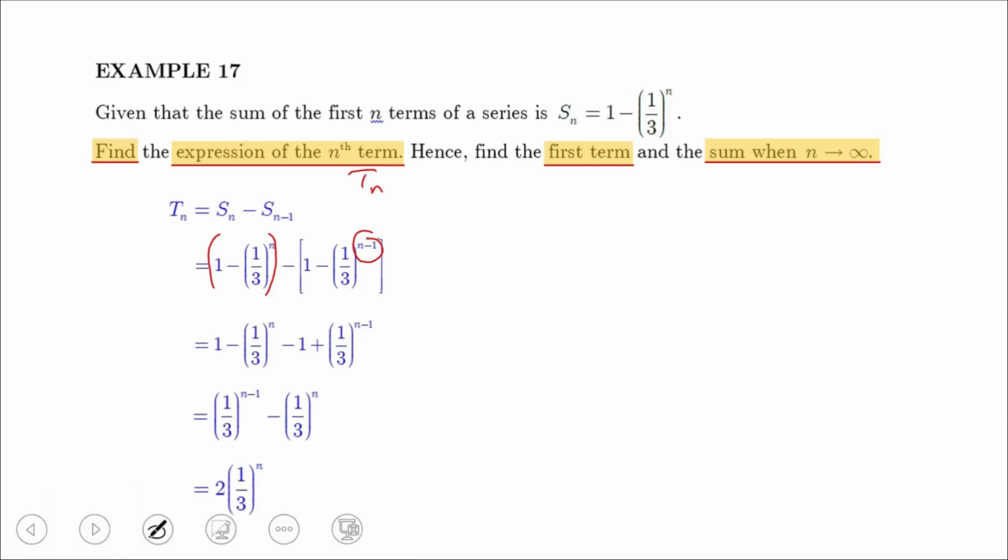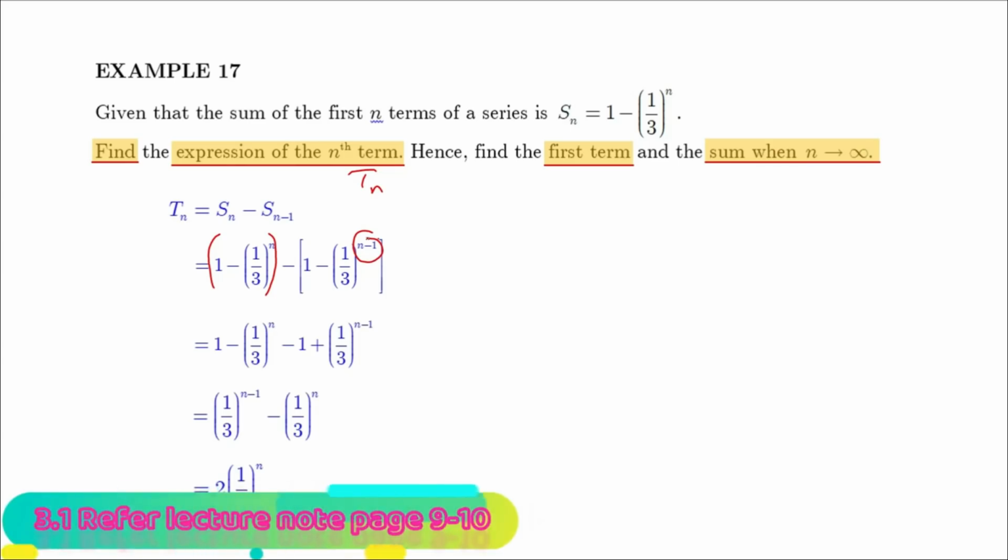Getting Tn means we can then find our first term, second term, up till the terms that we want to find. But since the question asks for the first term, we then substitute our n with 1 to get our very first term, which is 2 over 3.